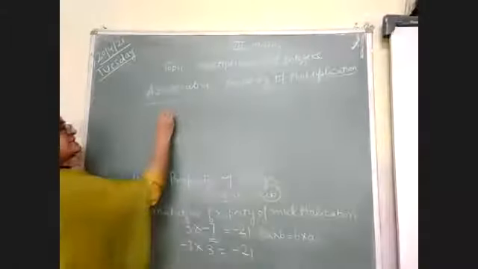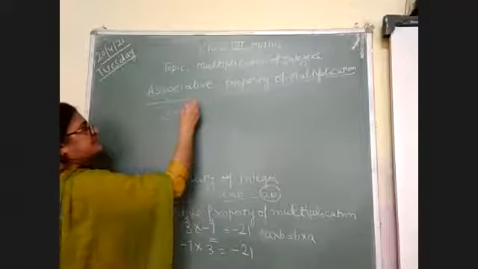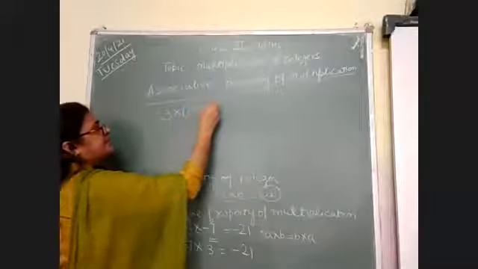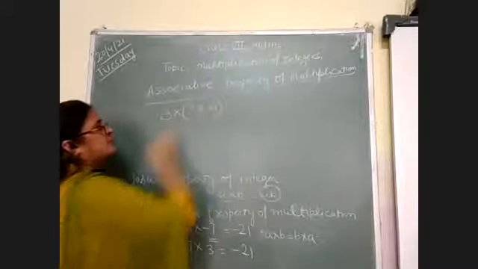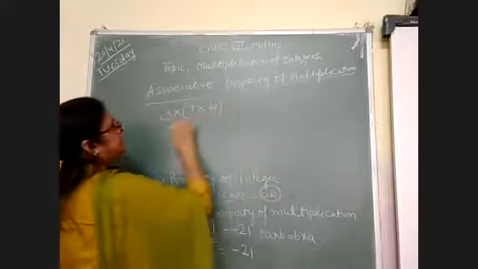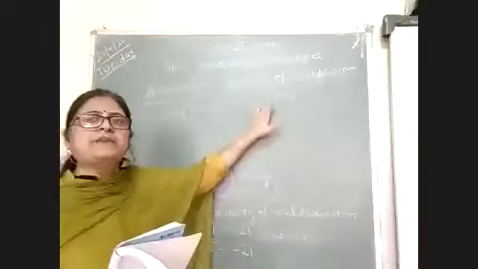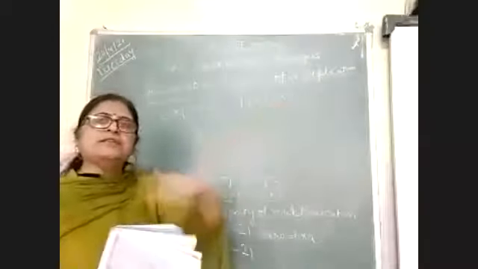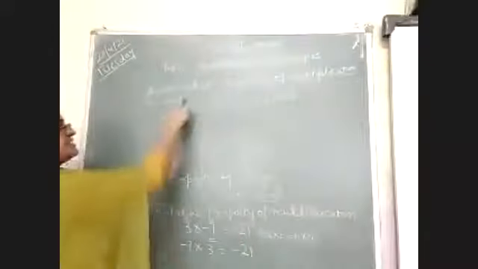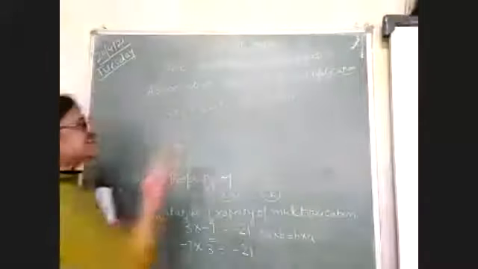B, C. For example, I am taking 3 multiply 7 multiply 4. Okay. Now I am taking 3 multiply 7. It means A multiply by B into C and A multiply by B multiply by C. Both the results are same. So this is called the associative property of multiplication.